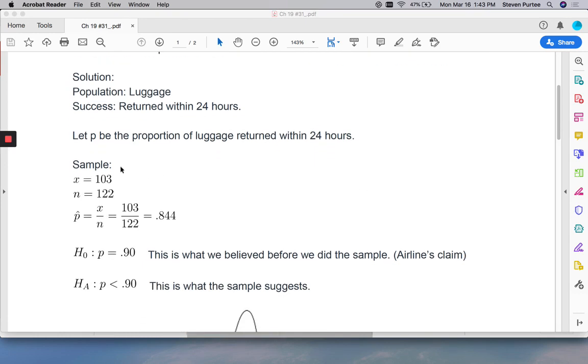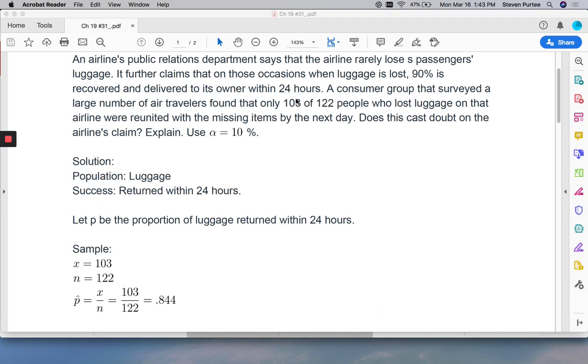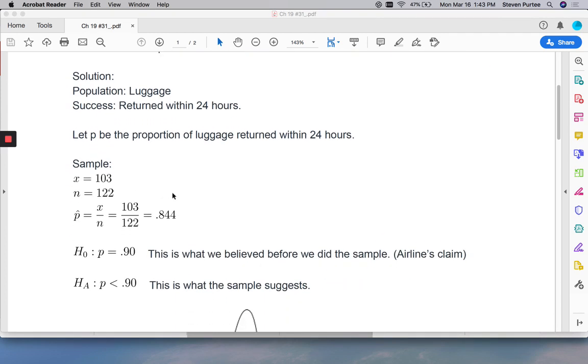We have our sample, 103 out of 122. That's a sample success rate of 84.4%. That's less than the airline claimed. They claimed they returned 90%.